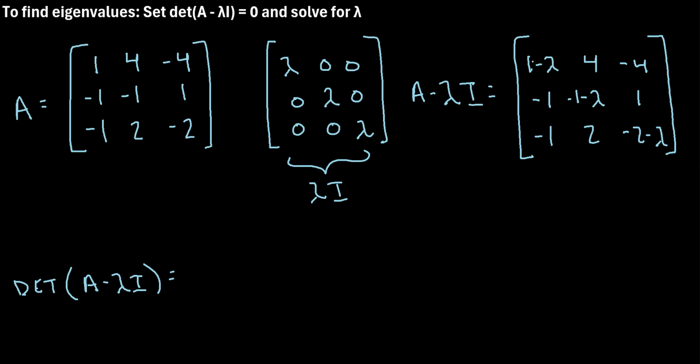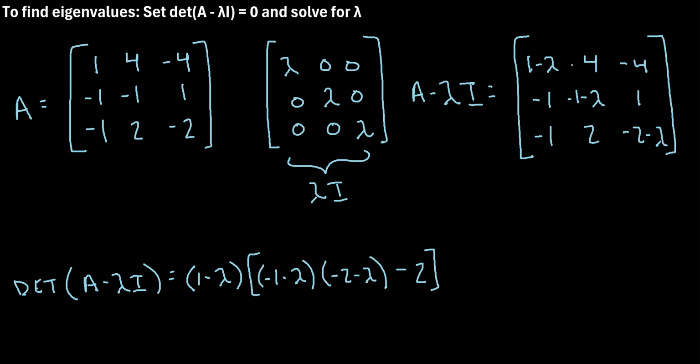So we said we're going to do 1 minus lambda times the determinant. So let's write that here. The determinant is going to be negative 1 minus lambda times negative 2 minus lambda. And we're going to subtract from that these values multiplied together. So 1 times 2, that's just 2.